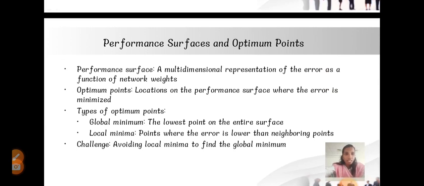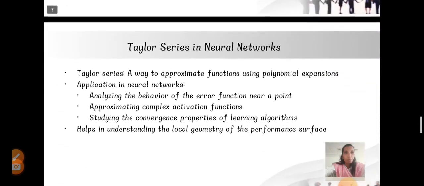Performance surfaces and optimum points. A performance surface is a multidimensional representation of the error as a function of network weights. Optimum points denote locations on the performance surface where the error is minimized. Types of optimum points: global minimum and local minima. The global minimum is the lowest point on the error surface. Local minima are points where the error is lower than neighboring points. The challenge is avoiding local minima to find the global minimum.